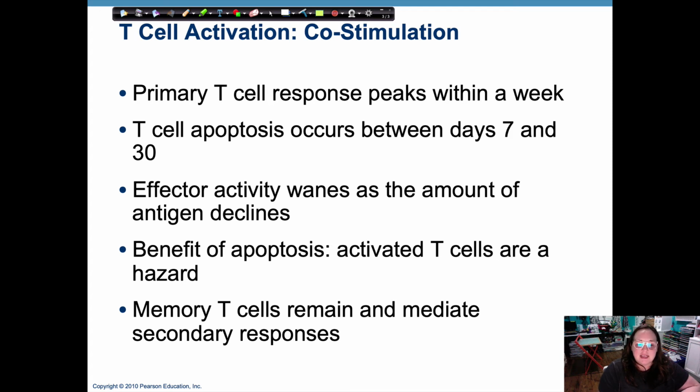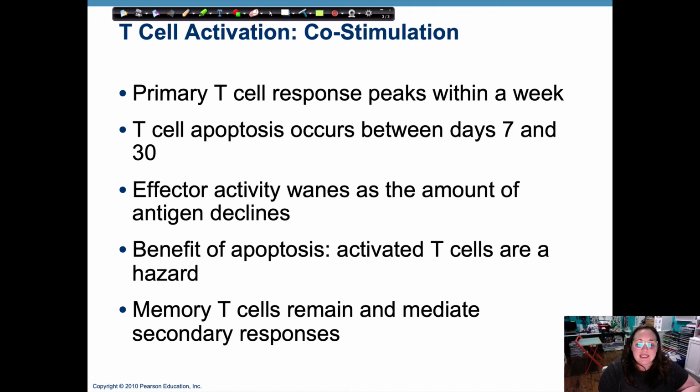The benefit of this is that anytime a T cell is activated, it's a hazard to the body because it could accidentally kill body cells. So if there's no need to have all these active T cells running around, then the body cells don't want the T cells around. And so programmed cell death is going to start to occur, and we call that apoptosis.